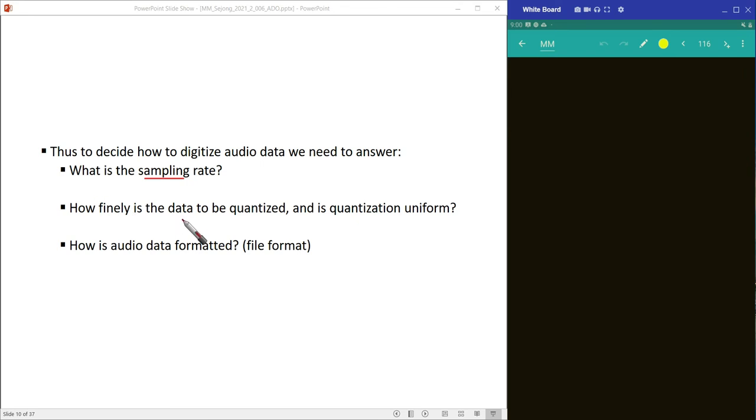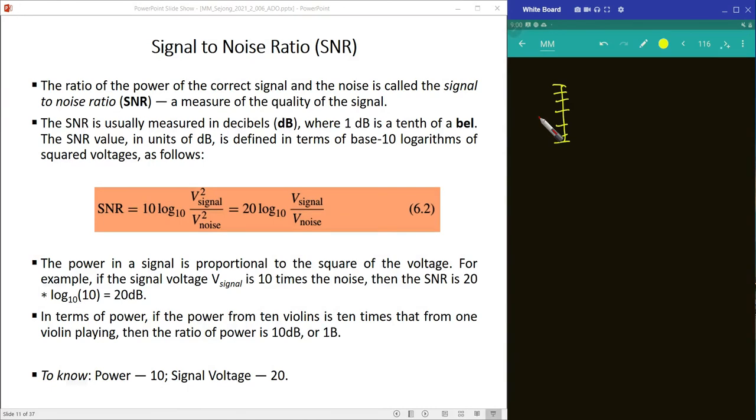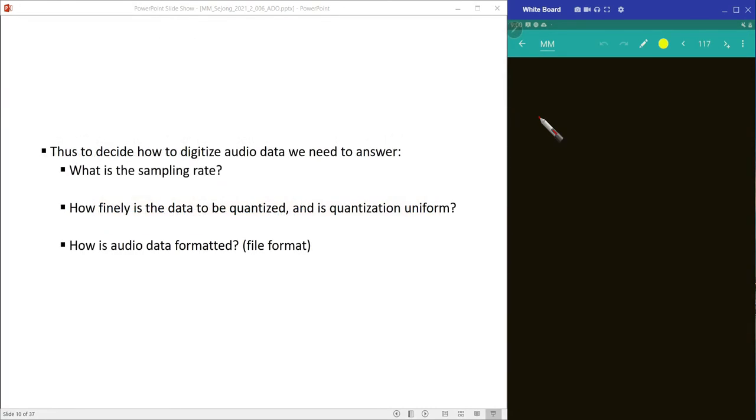And how finely should the data be quantized? That means in amplitude level, how many levels we will have. If we have more levels, definitely the sound quality will be great, but it will take much more storage and more time, more computation. And what are the file formats that we'll be using for this audio data? Based on this concept, we'll see how to calculate our data rate.